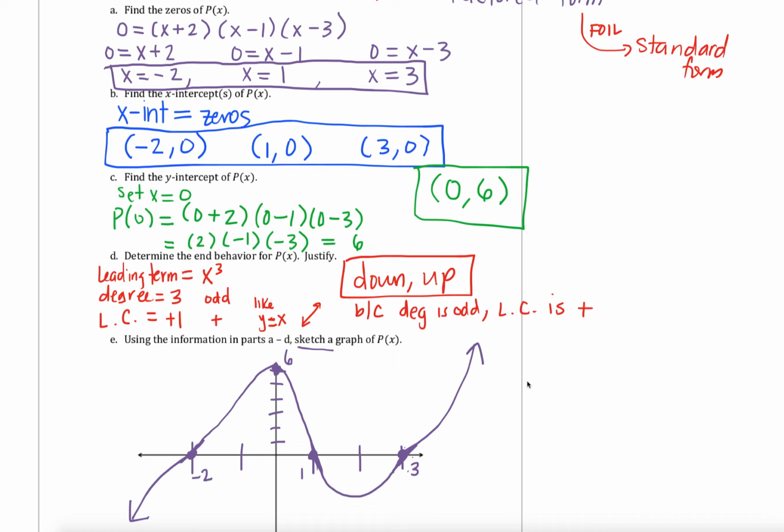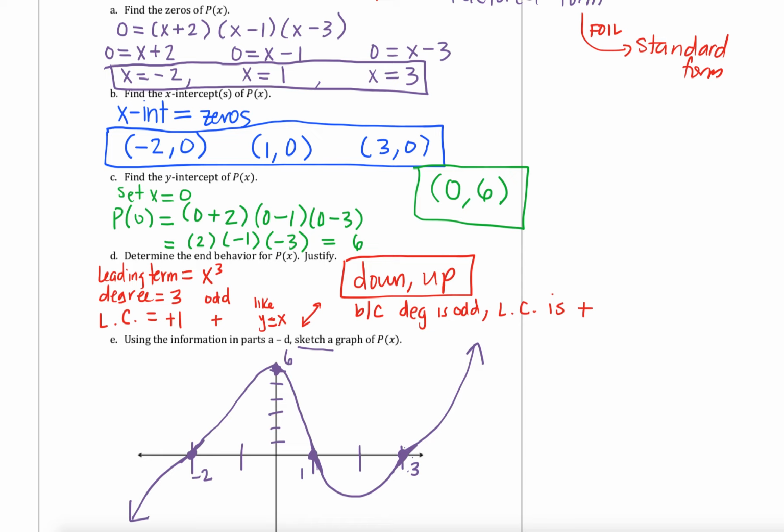Your graph is going to look slightly different than my graph. But what has to be true is that from the leftmost side I'm going down, from the rightmost side I'm going up. The only places I'm crossing the x-axis are at -2, 1, and 3, and that my graph is also touching my y-intercept of 0,6.